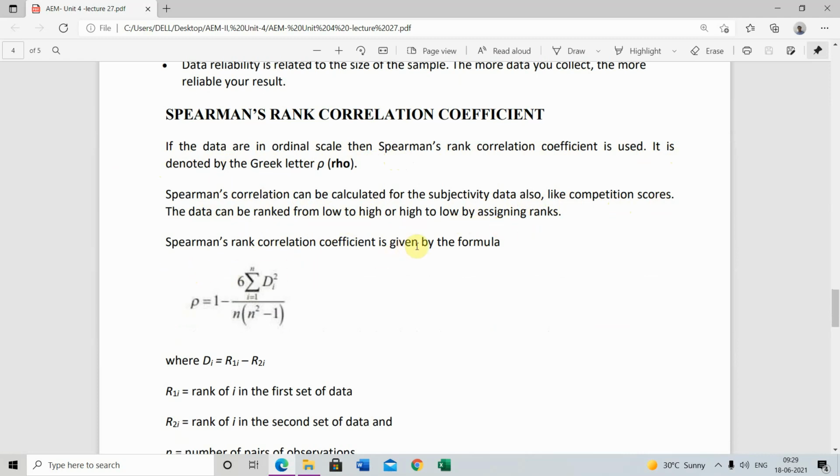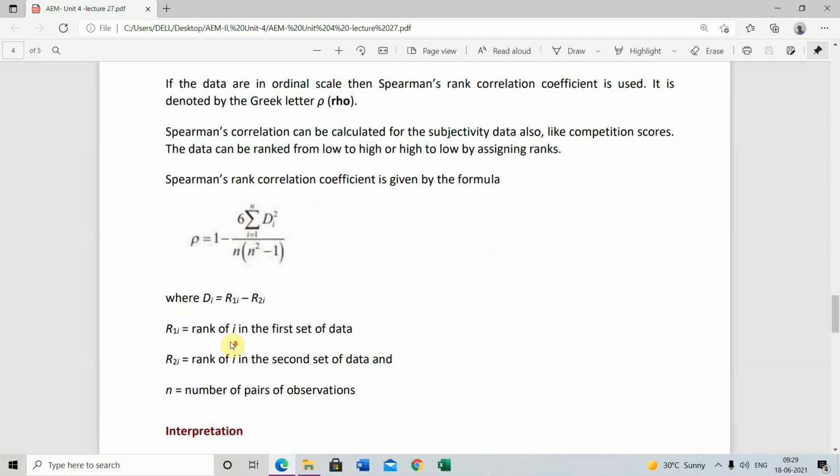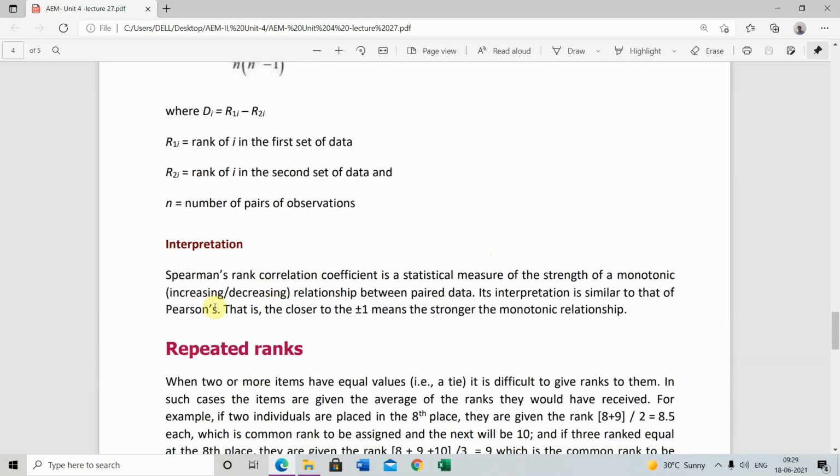Spearman rank correlation coefficient is given by the formula rho equals 1 minus 6 summation of di squared upon n into n squared minus 1, where di equals r1i minus r2i. r1i equals rank of i in the first set of data, r2i equals rank of i in the second set of data, and n equals number of pairs of observations. Interpretation.